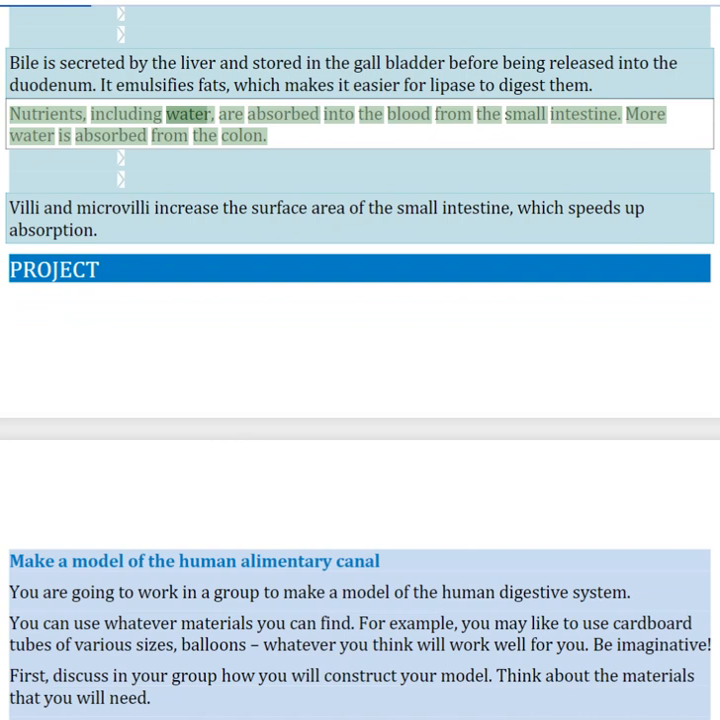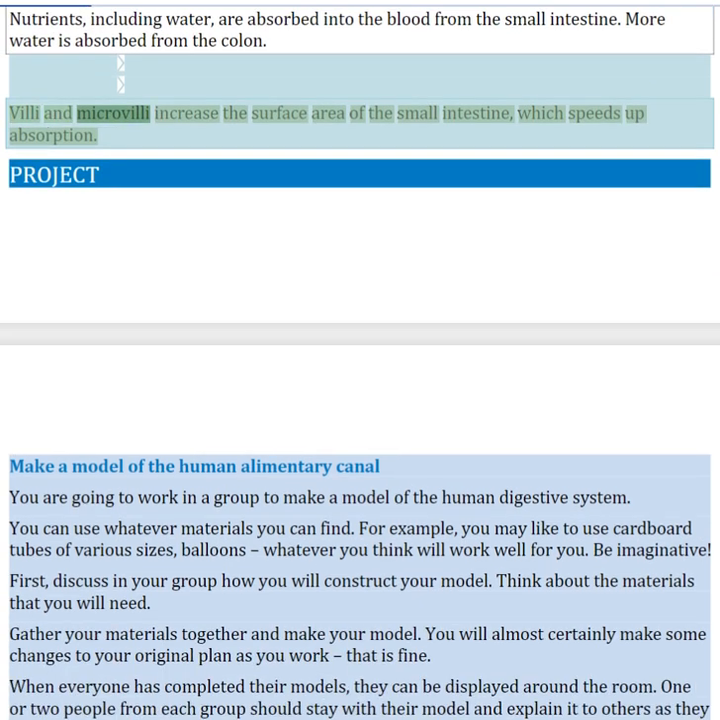Nutrients, including water, are absorbed into the blood from the small intestine. More water is absorbed from the colon. Villi and microvilli increase the surface area of the small intestine, which speeds up absorption.